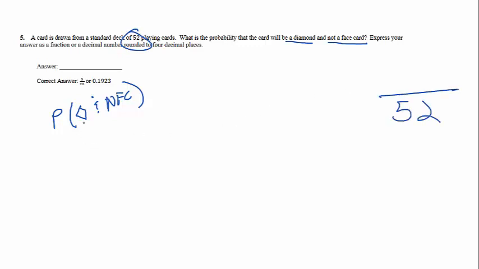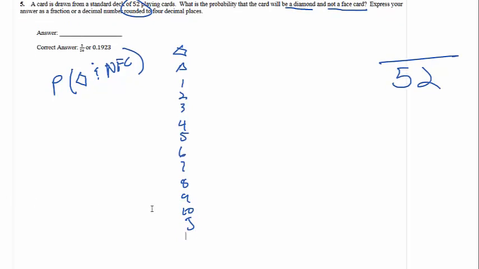All right, easy. So how many diamonds are there? There are, that's a diamond, the ace, the 1, the 2, the 3, the 4, the 5, the 6, the 7, the 8, the 9, the 10, the jack, let me scroll down a little bit so you can see the rest of it. The jack, the queen, and the king. Now, this is an ace.